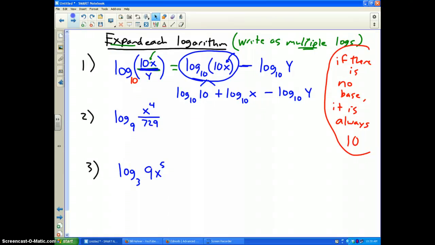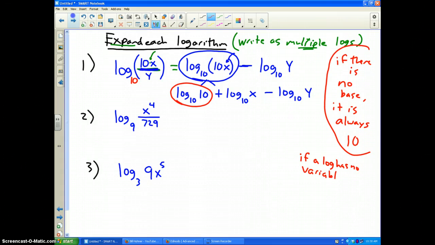Now there's one other rule that I want you to follow. If you have a log that has no variables in it, if a log has no variables, evaluate it if it works out evenly.